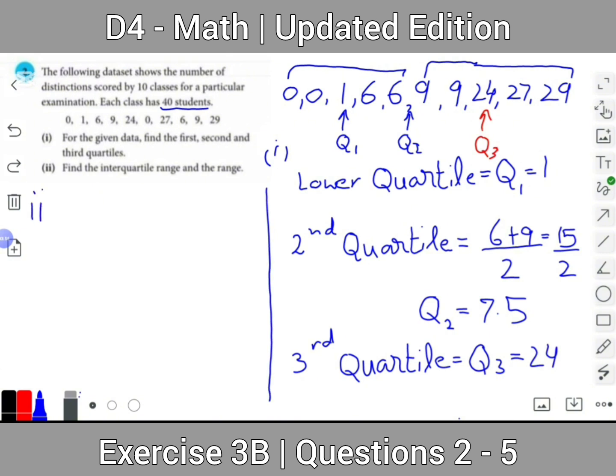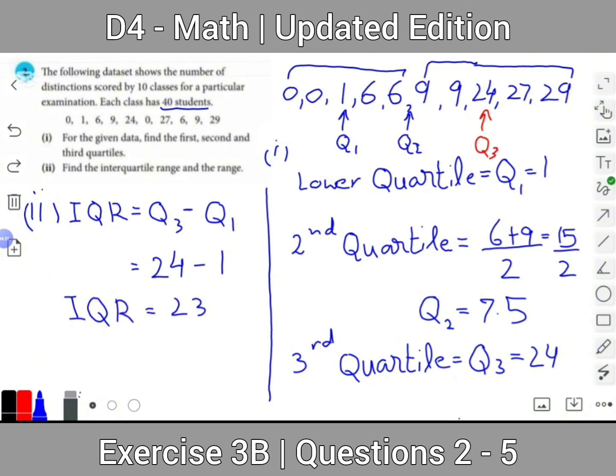Now in part 2, find the interquartile range and the range. So for the interquartile range, we have the formula Q3 minus Q1. The value of Q3 is 24, and the value of Q1 is 1, so it will be equal to 23. So the interquartile range is equal to 23.